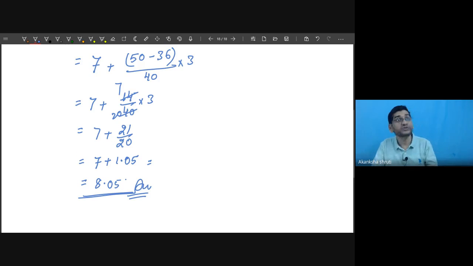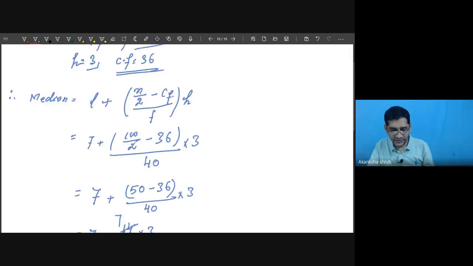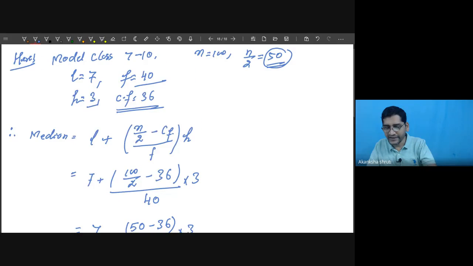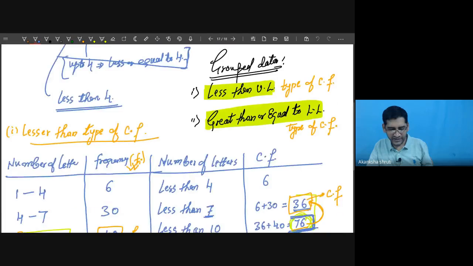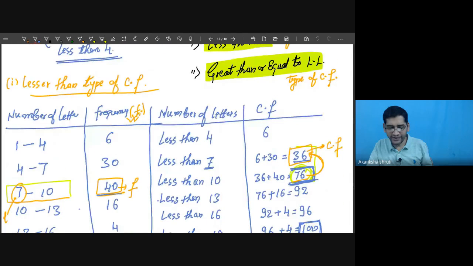So this was all about our today's class. Students, today I had discussed how to make the less than type. Tomorrow I will tell you how to make more than type and how to draw the Ogive. Today I think we cannot finish it. Otherwise I need another 1 hour, and I do not think any of you have that much patience.